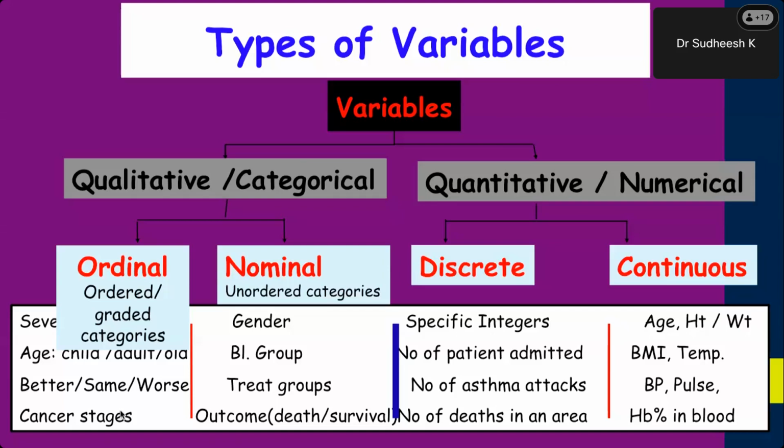Now, why do you want to classify them as categorical or continuous data? It has implications. If you classify it like this, only then can you represent them appropriately in the description of the data, and the statistical test also varies depending upon the type of variable, which I am going to discuss in the subsequent sessions.